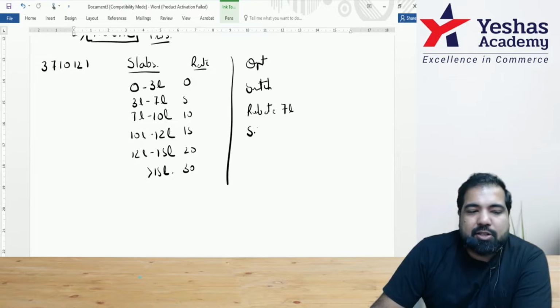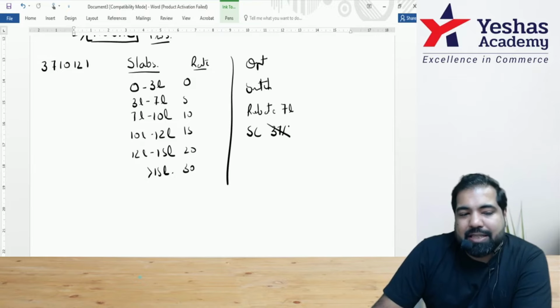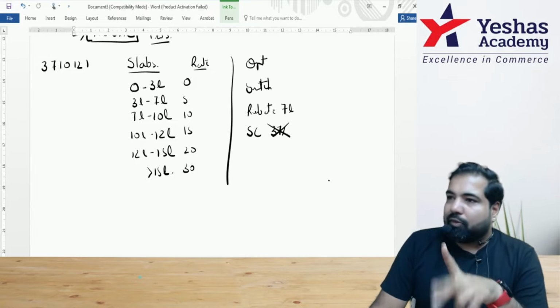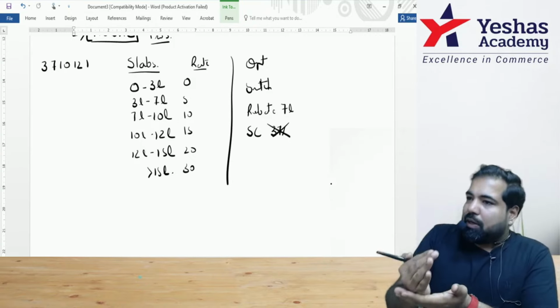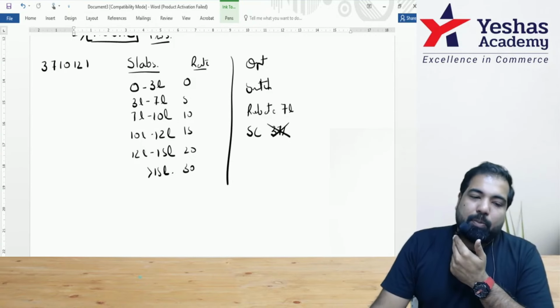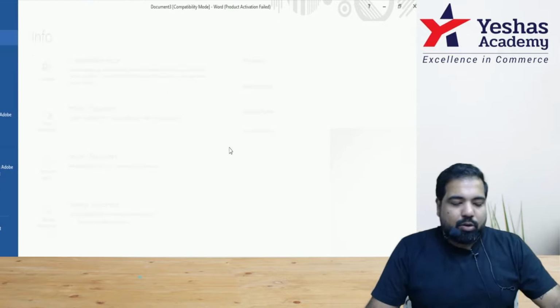And guys, here the surcharge is never at 37%. The maximum surcharge is what, guys? 25%. Can we have 10%? 15%, 25 is the max. So for people with very high income, this new scheme is a good scheme.